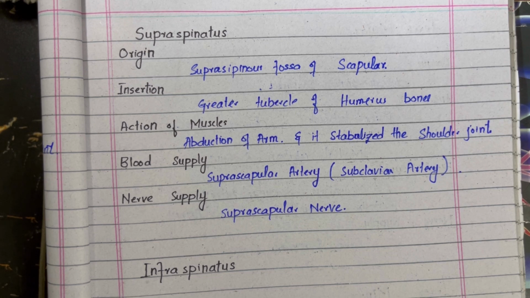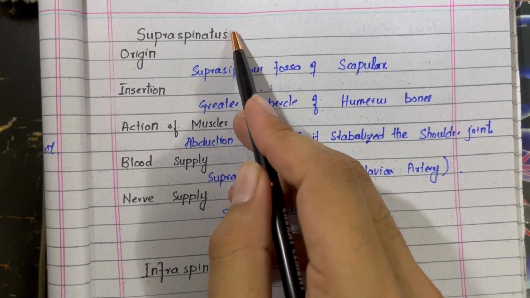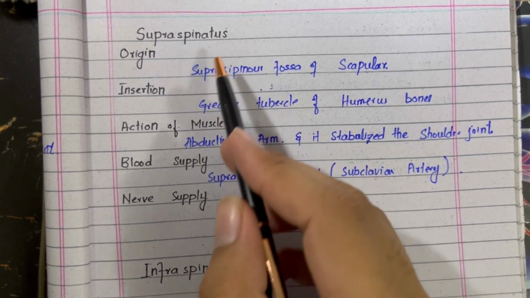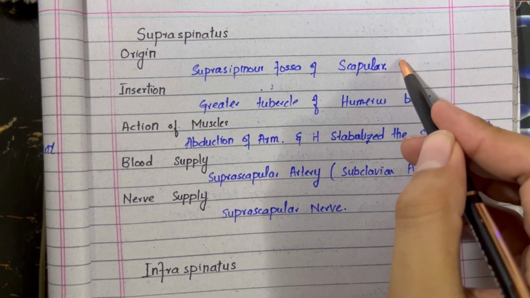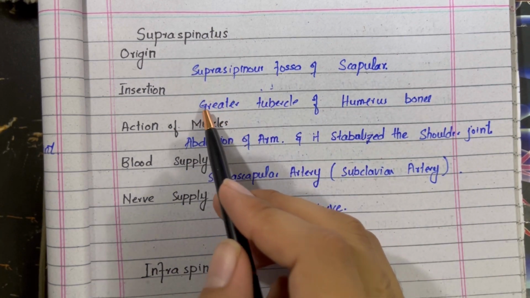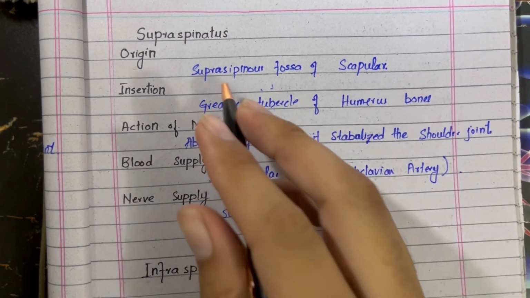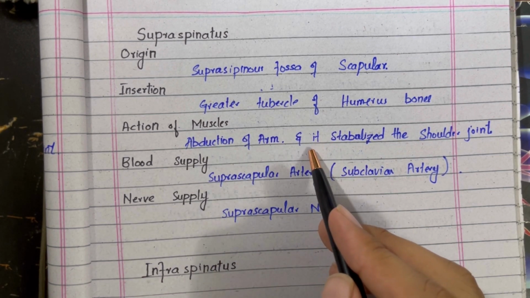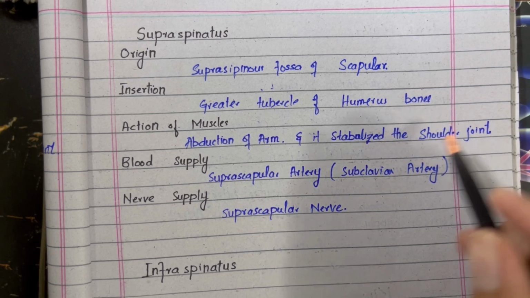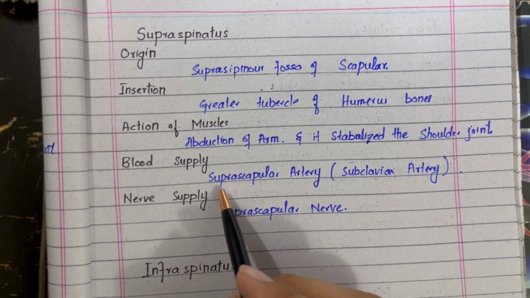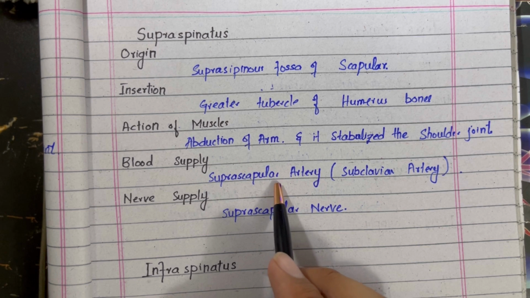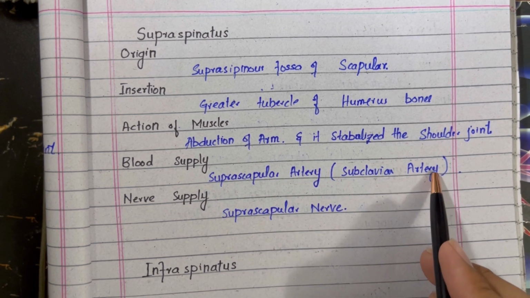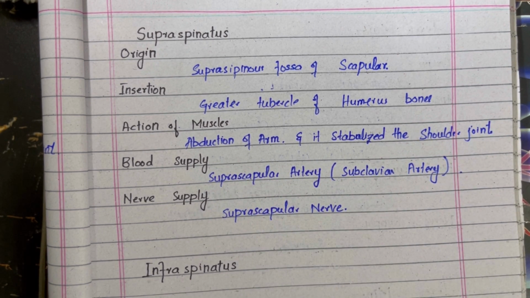Now student, as we have discussed the anatomy of the supraspinatus muscle, now we will overview the supraspinatus muscle. The origin of the supraspinatus muscle is the supraspinous fossa of the scapular bone, while it inserts on the greater tubercle of the humerus bone. The action of the supraspinatus muscle is the abduction of the arm, and it stabilizes the shoulder joint. The blood supply of the supraspinatus muscle is the suprascapular artery, which is a branch of the subclavian artery, while the supraspinatus muscle is innervated by the suprascapular nerve.